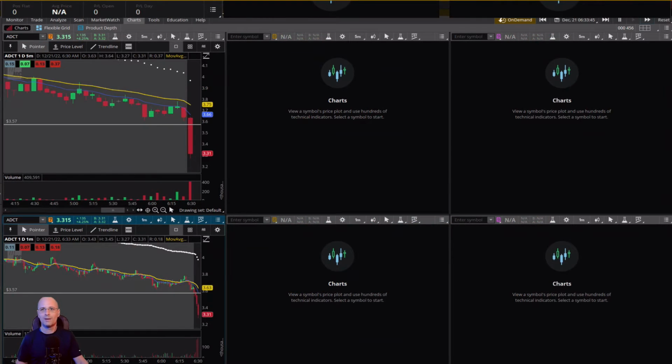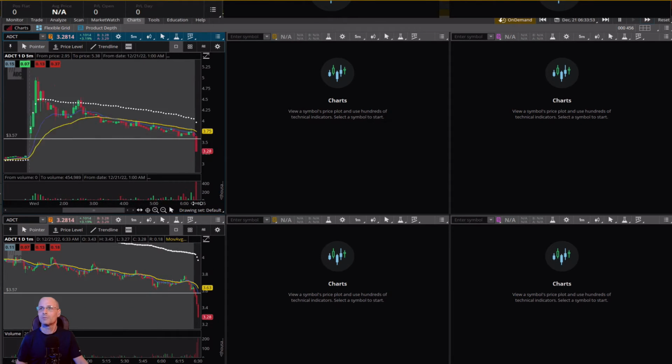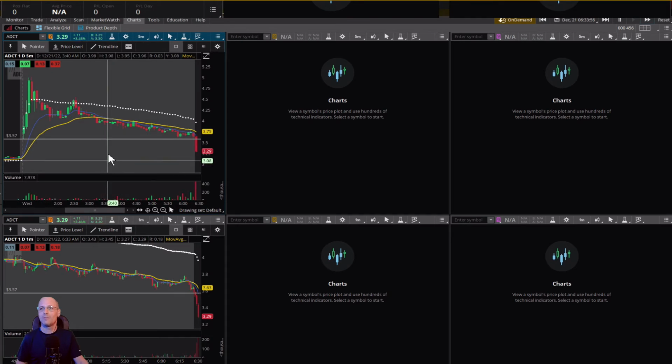And taking a look here at ADCT, I didn't buy it off of this support level, and I'm really glad because look at the drop on that. And that's kind of what you'd expect from a stock that's given back all of its move.